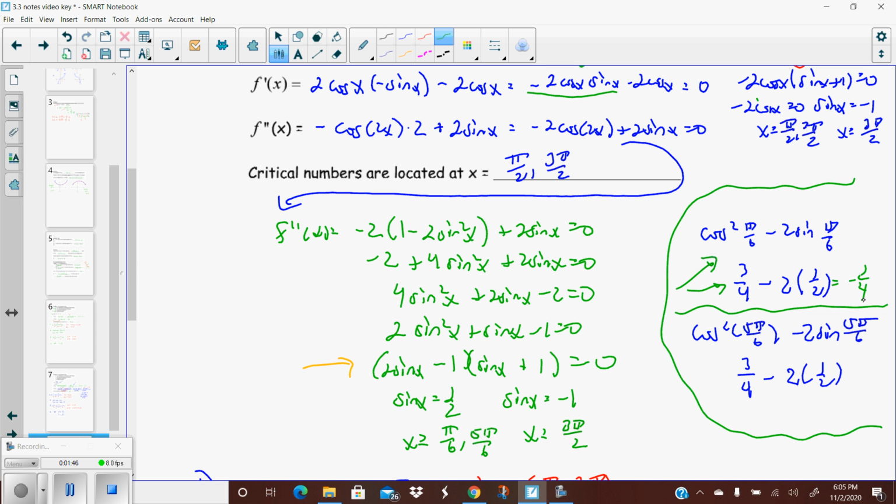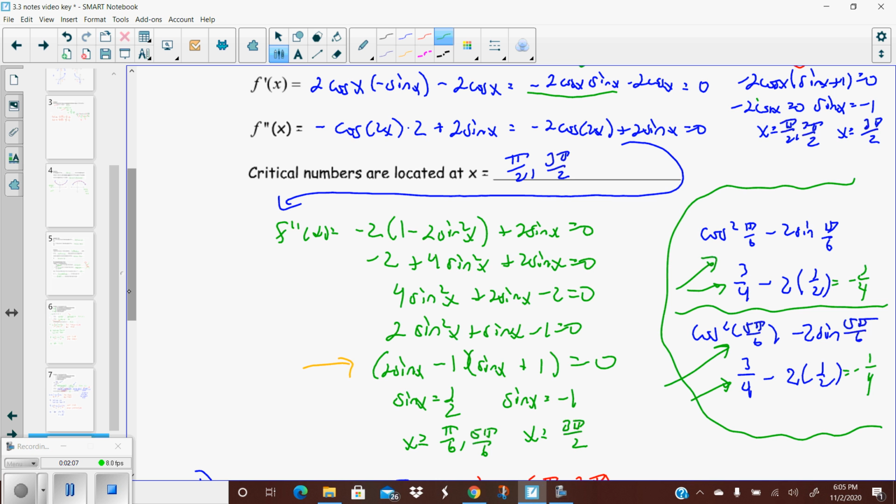And then when you plug in 5 pi 6, cosine of 5 pi 6 is negative square root of 3 over 2. But again, squaring that, because it's cosine squared, gives you 3/4. And then sine of 5 pi 6 is still a half. So 2 times a half is going to give you minus 1. So 3/4 minus 1, once again, is negative 1/4.